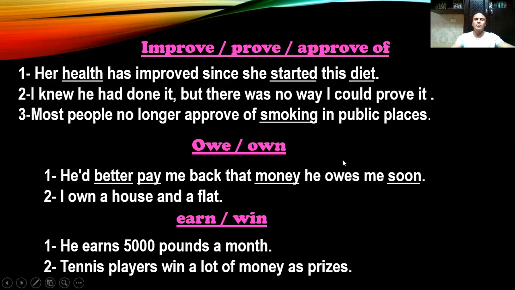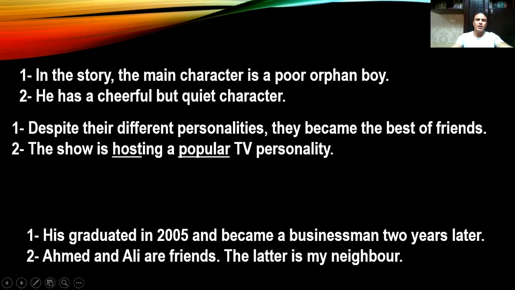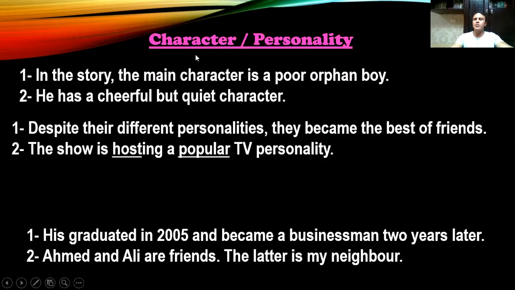Thank you. Let's move on to the next part. نشوف الجزء الثاني character and personality. الاثنين لهم معنيين، كل واحده لها معنيين. اول واحده in the story the main character is a poor orphan boy، ولد فقير ويتيم، اللي هو زي اوليفر تويست، اللي زي ديفيد كوبرفيلد واوليفر تويست، دول شخصيتين من قصص تشارلز ديكنز. طيب he has a cheerful but quiet character.